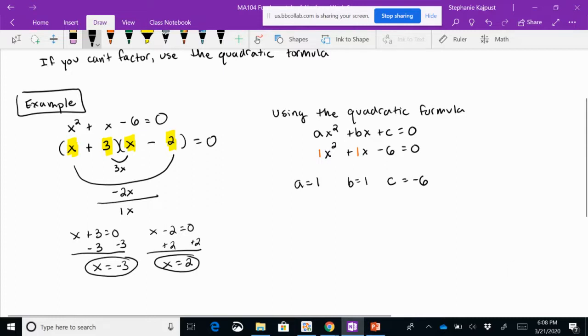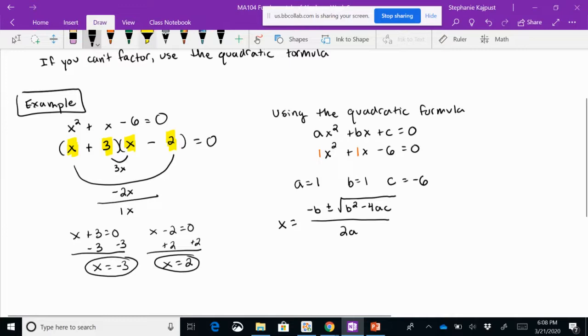So now I'm going to rewrite the quadratic formula again, and I recommend that you write it every single time, so that way it kind of gets stuck in your head and you start to memorize it. So x equals negative b plus or minus the square root of b squared minus 4ac, all over 2a.